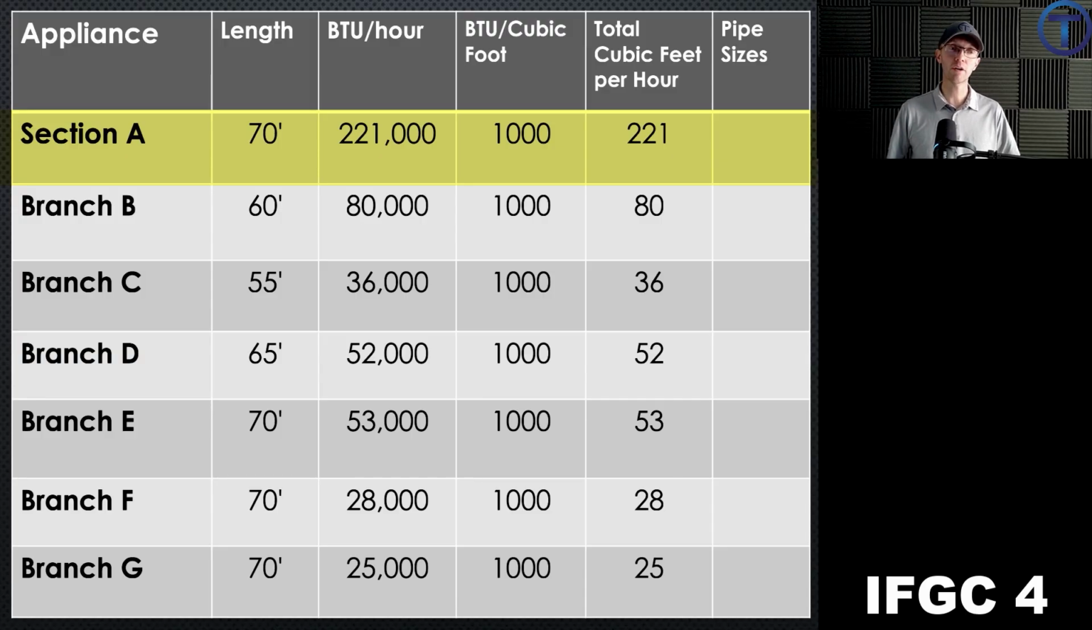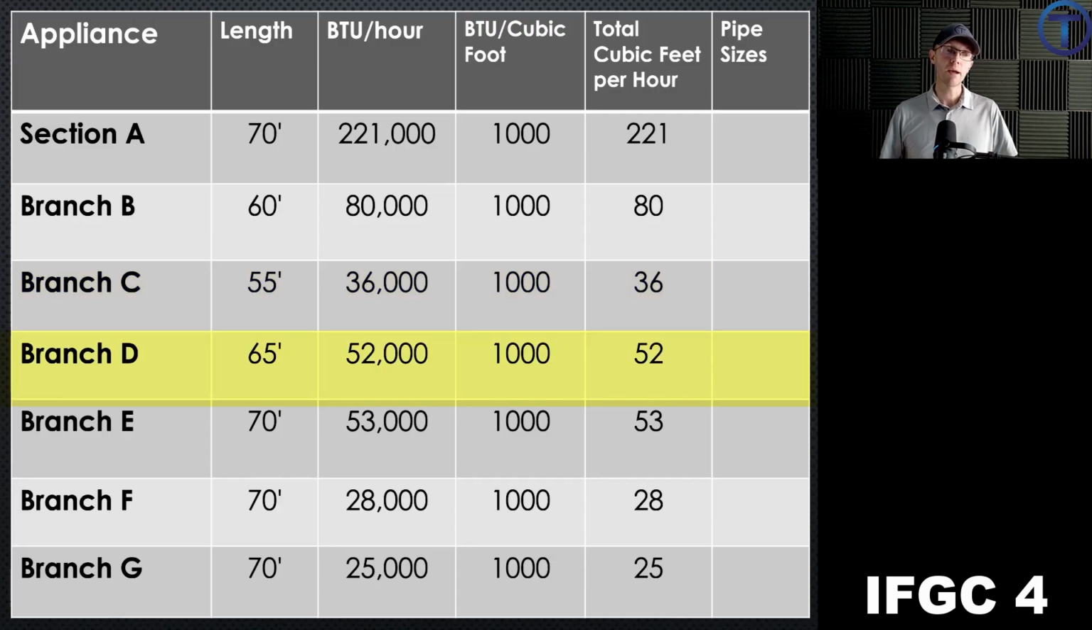And we get 221 cubic feet per hour. Branch B is running to the furnace. It has 80,000 BTUs, so we get 80 cubic feet per hour. Branch C to the water heater, 36,000 BTUs, so we get 36 cubic feet per hour. Branch D is running to the range with 52,000 BTUs, so we get 52 cubic feet per hour.